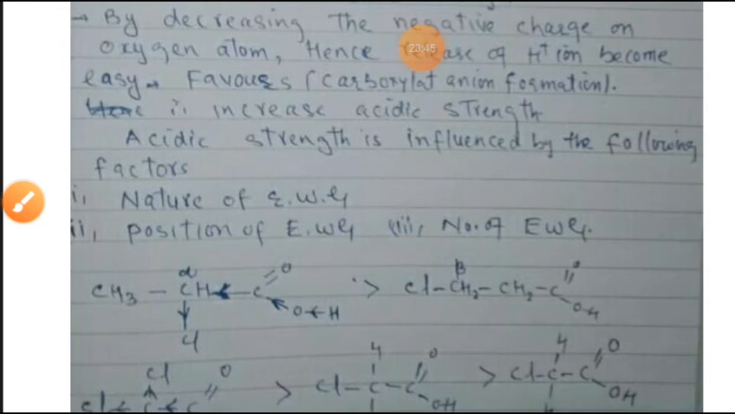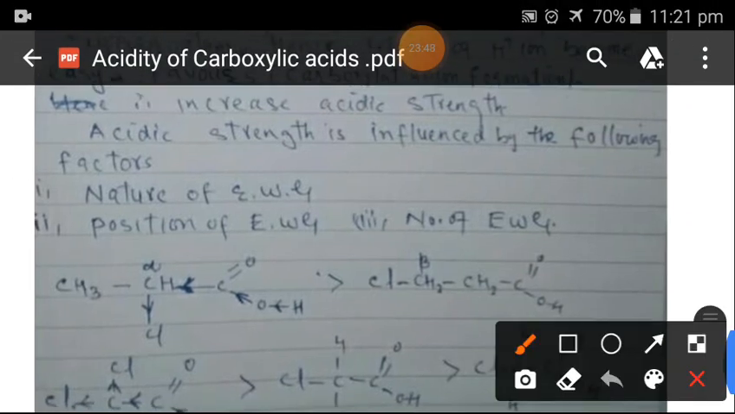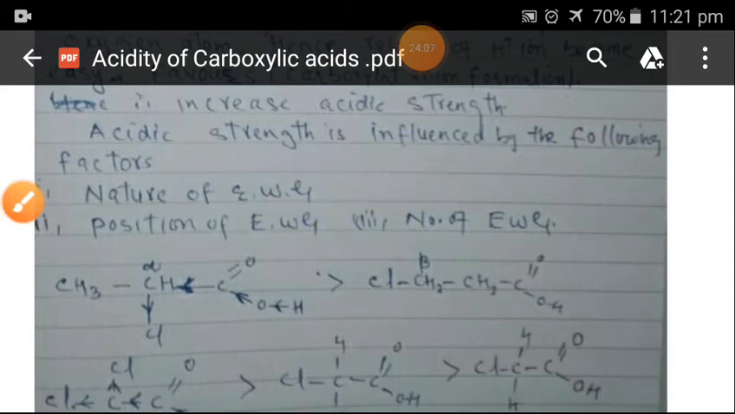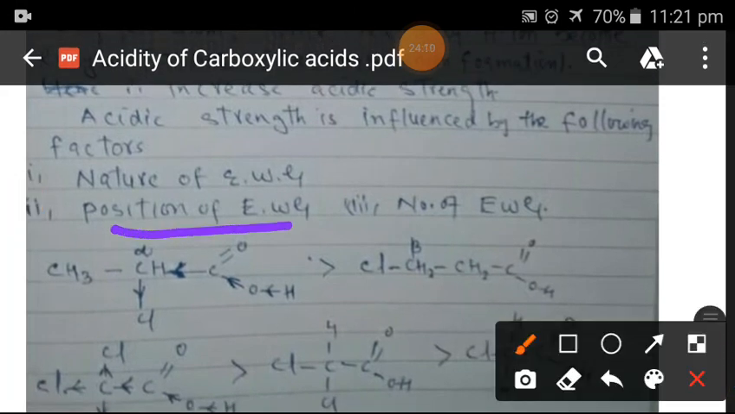So acid strength is influenced by the following factors. First factor is nature of electron withdrawing group. If the electron withdrawing group is strong, then the acid will be more strong. The more the strength of the electron withdrawing group, the more will be the strength of the acid. Similarly, position of electron withdrawing group. What will be the position of the electron withdrawing group? It also affects the acid strength, and also the number of electron withdrawing groups. How many electron withdrawing groups are present in a molecule? This will also affect the acidic strength.